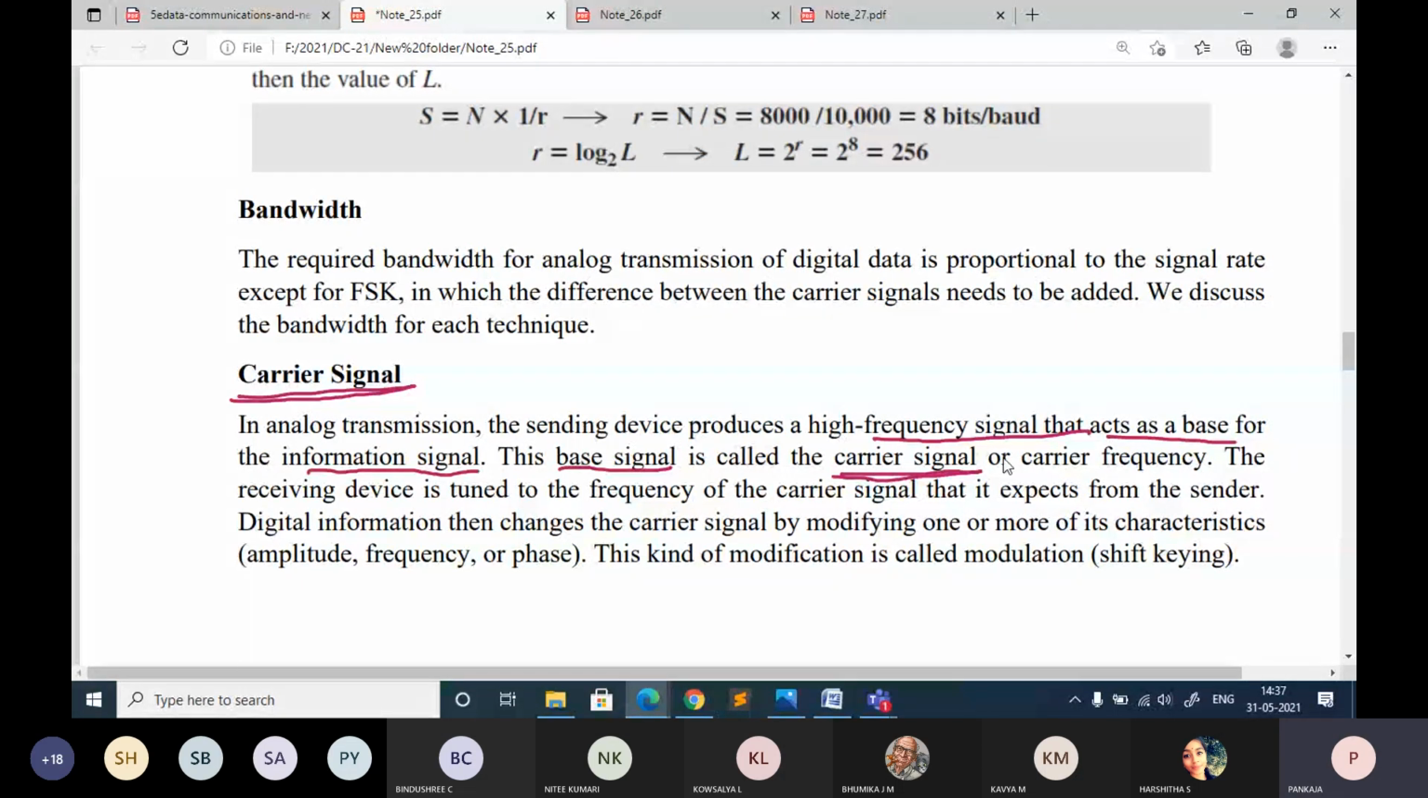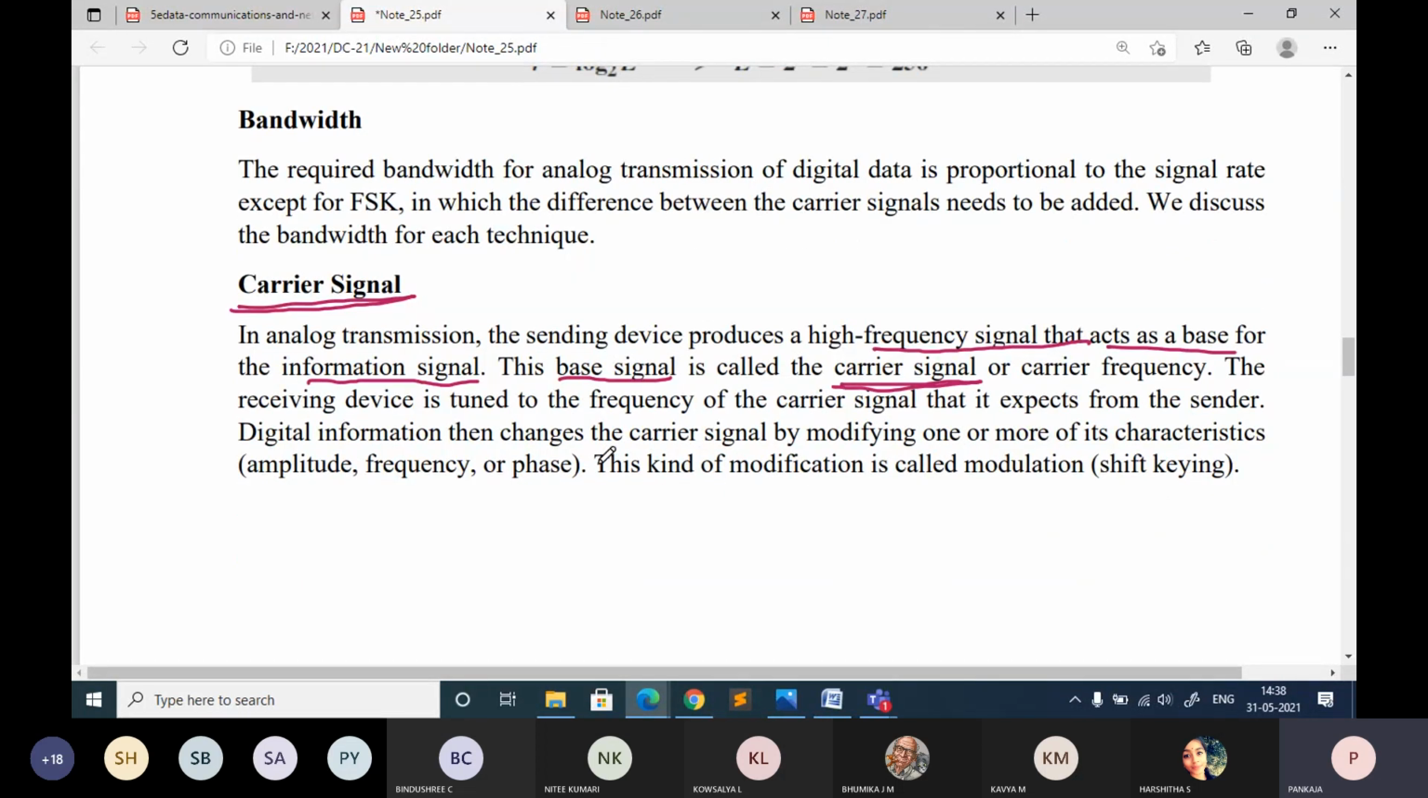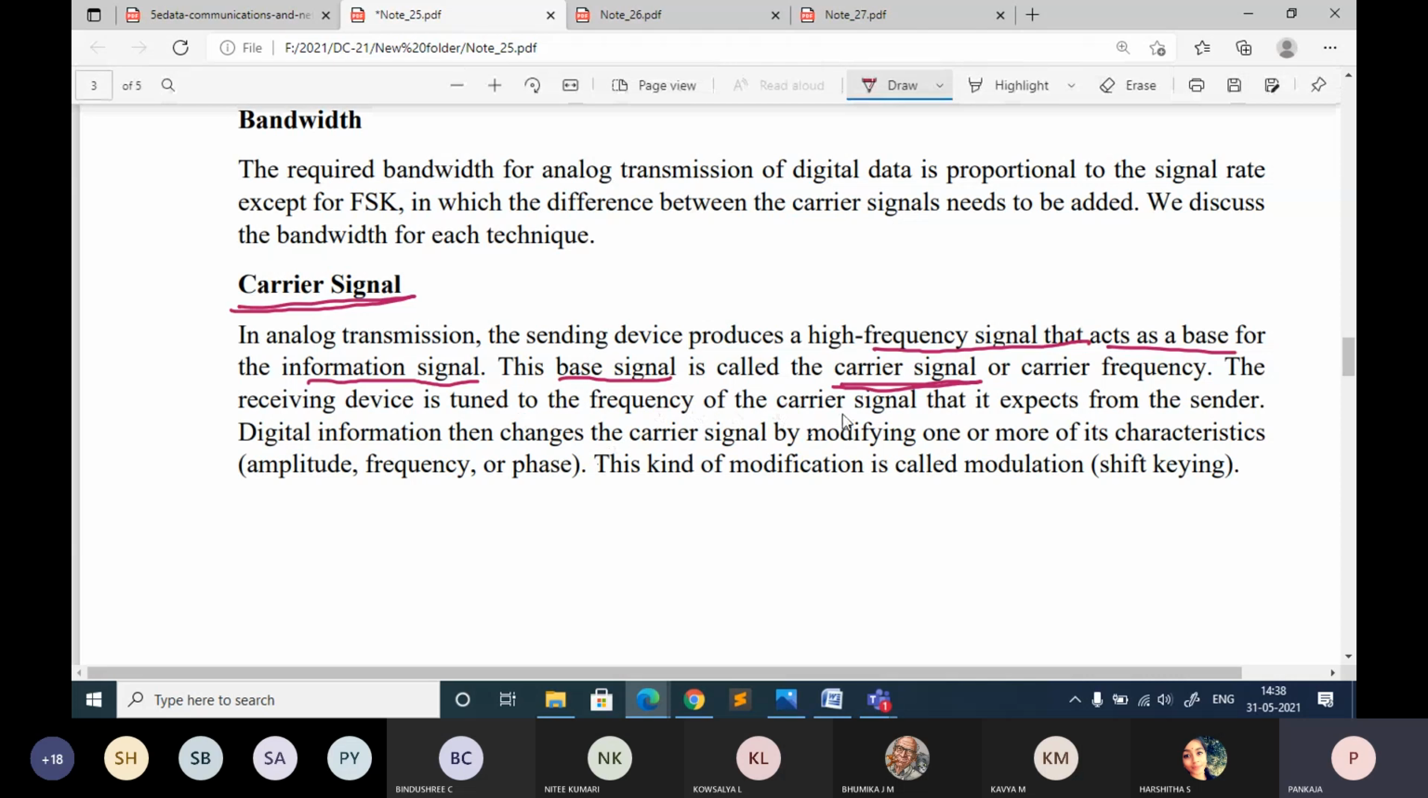Whichever data you want to send, for that you are going to use this high frequency signal. That high frequency signal is going to carry the data. It is called the base signal, or carrier frequency. Now the receiving device is tuned to the high frequency of the carrier signal that it expects from the sender. So even the receiver side should be tuned to the same high frequency signal, so that it will be able to receive whatever data is sent by the sender.